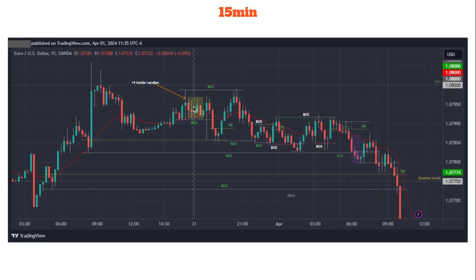What I see here is a consolidation where we have a minimum of 4 inside candles inside this bullish candle. And when price breaks through these boundaries, I consider it a break of structure, which also creates order blocks. And that also helps me enter trades when I look at the confirmations.